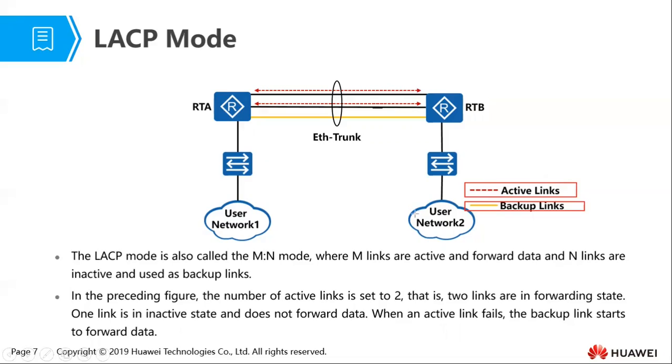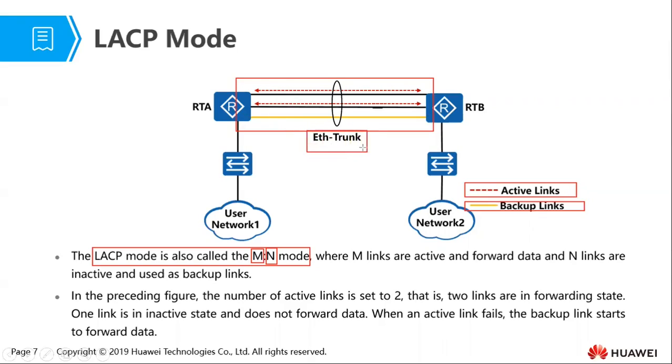Backup links to ensure network reliability. Now, LACP static mode is also called the M to N mode, where M refers to the number of active links, while N refers to the number of backup links. For example, we can see here between RTA and RTB, we are bundling three lines into an Ethernet trunk.